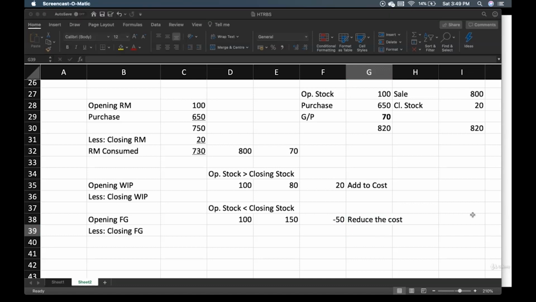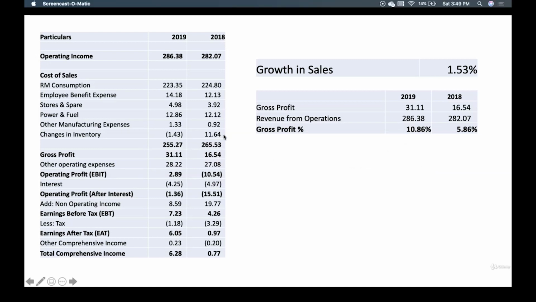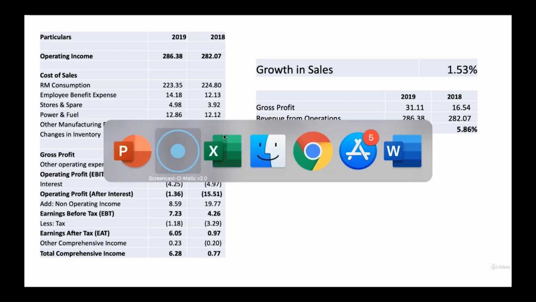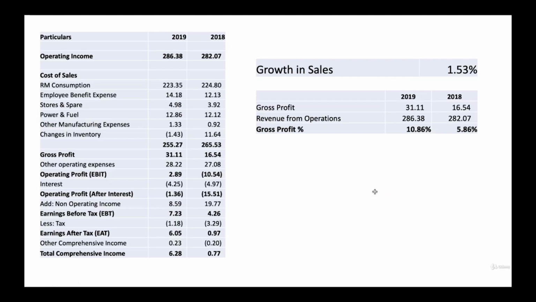Now let's understand. We'll relate it with our real case. In 2018, the changes in inventory is positive 11.64. So when it is positive 11.64, this is the scenario. That is, opening stock was greater than closing stock. So it got added to cost.